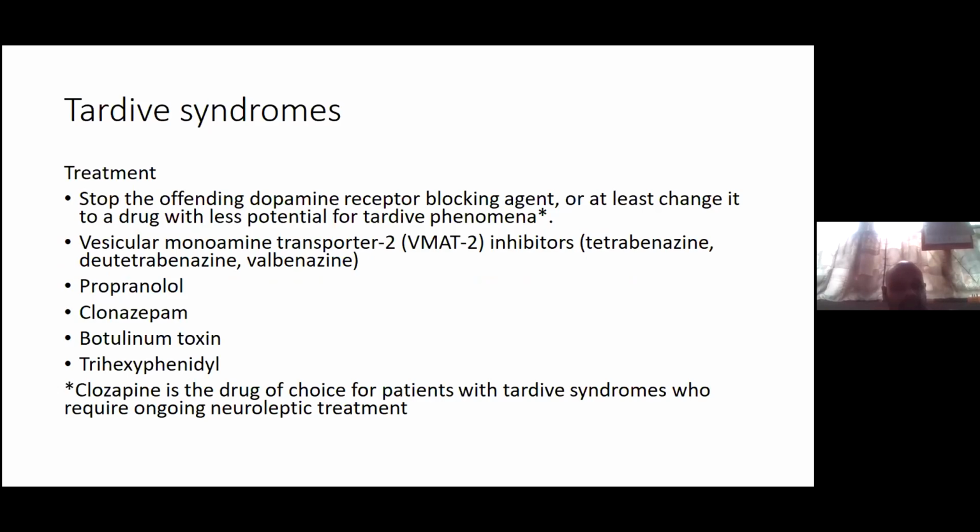Treatment is to stop the offending dopamine receptor blocking agent and use a drug which has less potential for causing tardive phenomena. An example would be clozapine. Of course, you can use the VMAT2 inhibitors such as tetrabenazine, available in Sri Lanka, valbenazine, and deutetrabenazine, not so much available in Sri Lanka. Propranolol and clonazepam are useful drugs in the treatment of the tardive syndromes. Botulinum toxin and trihexyphenidyl are useful for tardive dystonias. So these are the treatment options that are available.